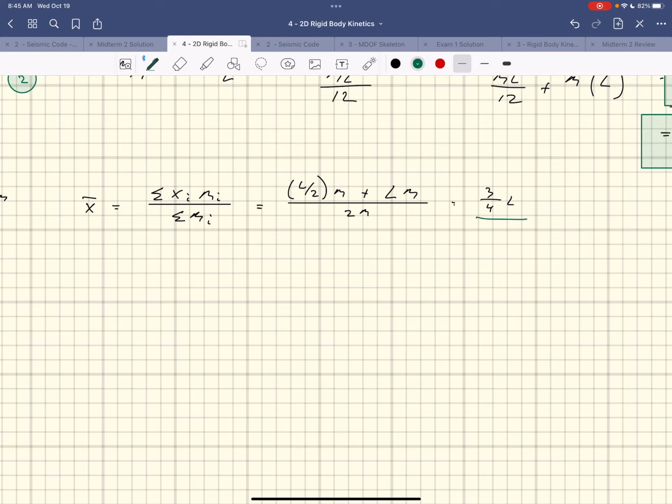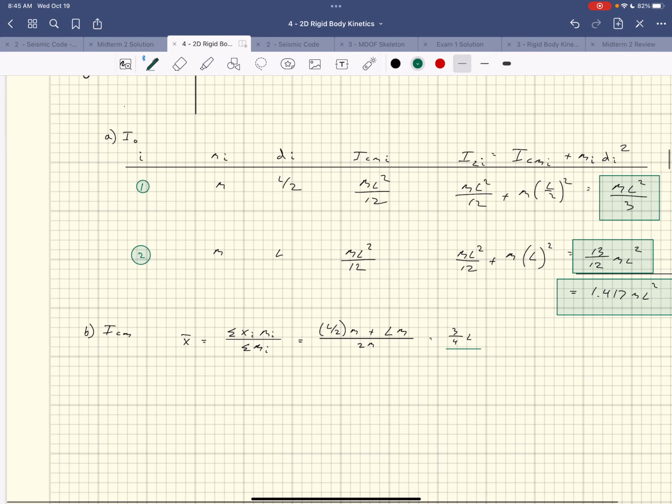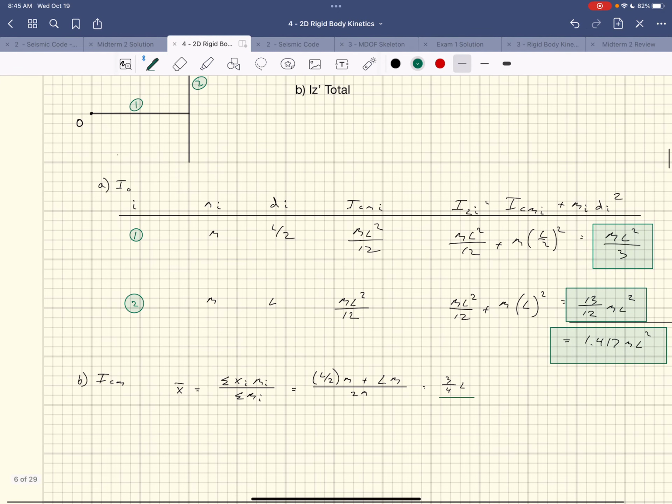So that tells me where my center of mass is, which basically says, as a baseline, I used 0 here as my baseline. So the center of mass is right here. We call that G, I think, right? It's 3/4 L. So we know where that's at now.